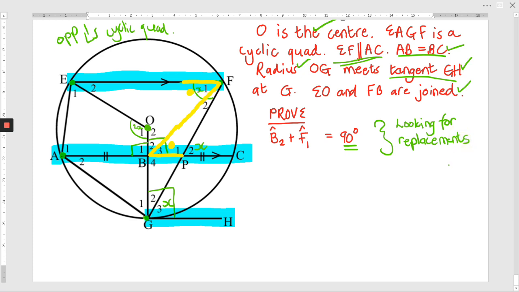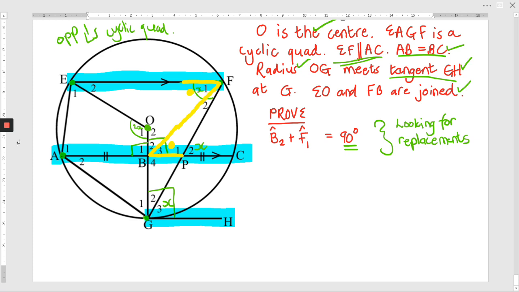There's also the G2 and 3, which maybe that's coming later. But I'm trying to replace, I'm not looking at B2 and F1 and going, oh my gosh, how are these going to be 90? I am looking at where is B2, where's a 90, where's F1, and then I am putting the pieces of the puzzle together by taking them from different parts of the diagram.